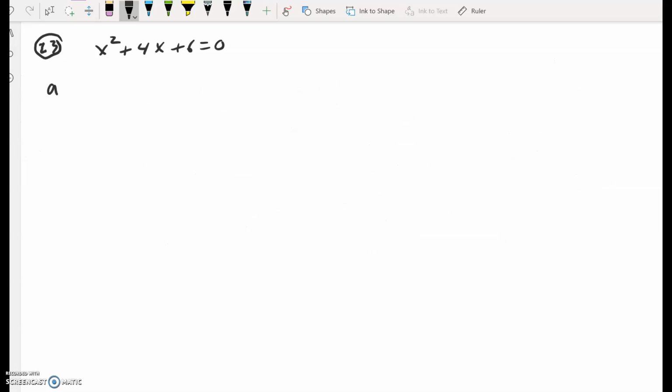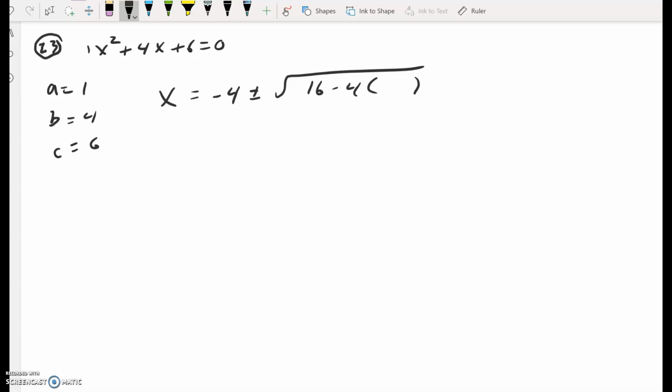Here again we have 0 on one side, so we can write down that a equals 1, and b equals 4, and c equals 6. And so we have in this case x's that we're solving for. X equals the opposite of whatever b is, plus or minus the square root of b squared minus 4 times whatever a times c is. A times c is 6, all over 2 times a. So we have x equals negative 4 plus or minus the square root of 16 take away 24 is negative 8, all over 2.